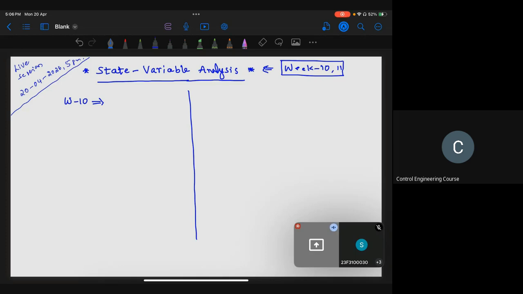So what exactly does a state variable mean? It deals with these topics. Then what are the state space equations? What are state space equations?